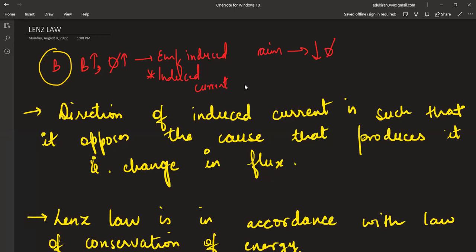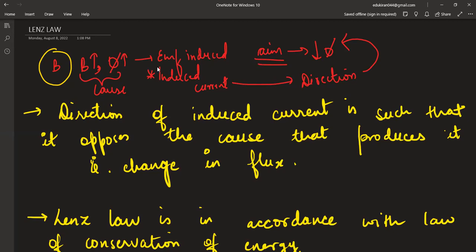It is an opposite direction. It will oppose it. If the flux is increasing, it will try to decrease it. This is the cause of the induced EMF and induced current. So when we talk about the direction of induced current, it will be in such a manner that it will try to fulfill its aim. And what is the aim? To oppose the cause, whether the cause is increasing or decreasing.